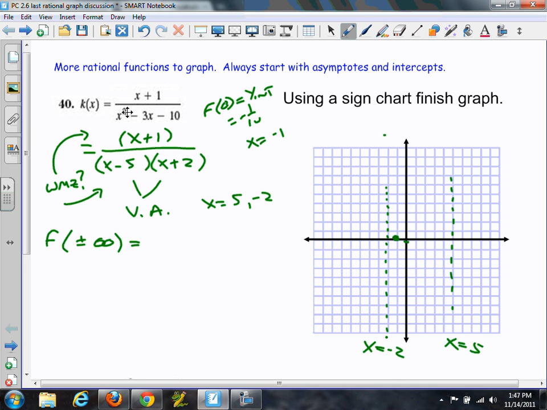So if you plug and chug a positive big number, it should go towards 0. If I plug and chug a negative big number, it also should go to 0. So I now have a 0 asymptote that I'm going to put right over the x-axis.